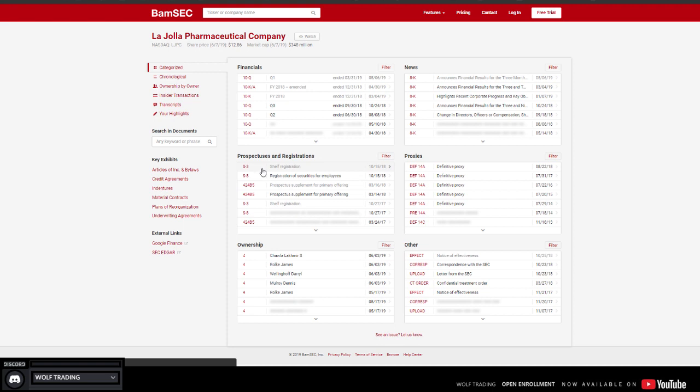So let's just go ahead and look. The first thing I do once I pull up a stock is I want to look and see when their last shelf registration is. So this company is using an S-3. Okay, now this is a little bit older. The S-3 has a 3-year shelf life. So this registration from 10/15/18 is valid until 10/15/2021. So we're active on it. So let's go ahead and pull that up.